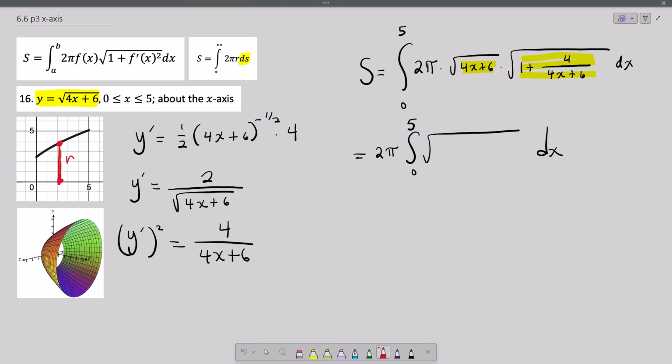And so what happens is that this 4x plus 6 gets multiplied by 1, and then it gets multiplied by that fraction. When it gets multiplied by 1, we get just 4x plus 6. When it gets multiplied by that fraction, there's a 4x plus 6 in the numerator, a 4x plus 6 in the denominator. So those cancel into a 1. 4x plus 6 over 4x plus 6 is 1. And we're left with just the plus 4. So it simplifies to that.